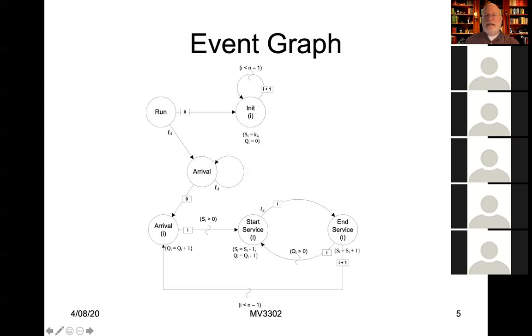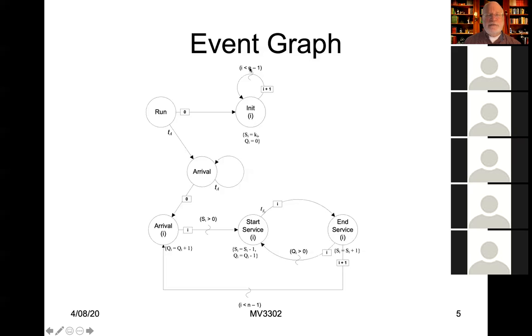And then the init event with the 0 parameter is done. It's out of there, it's gone forever. But the event list now has init 1 on it. So init with a parameter of 1 will take S1 and set it equal to K1, and Q1 and set it equal to 0. So after that gets executed, the 0th and first elements of S and Q arrays have been initialized. Now I is 1.